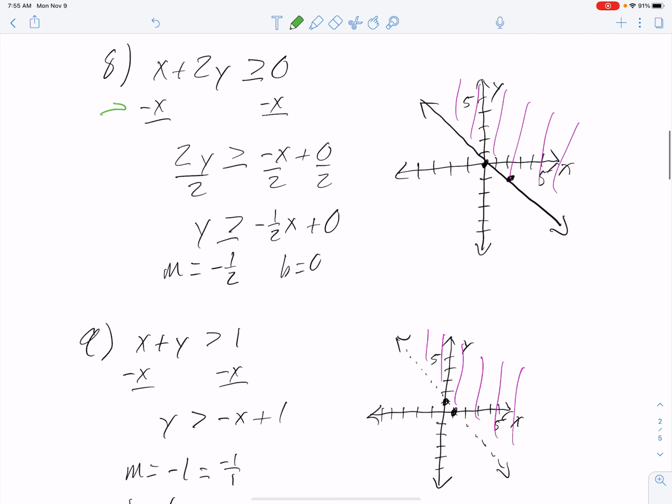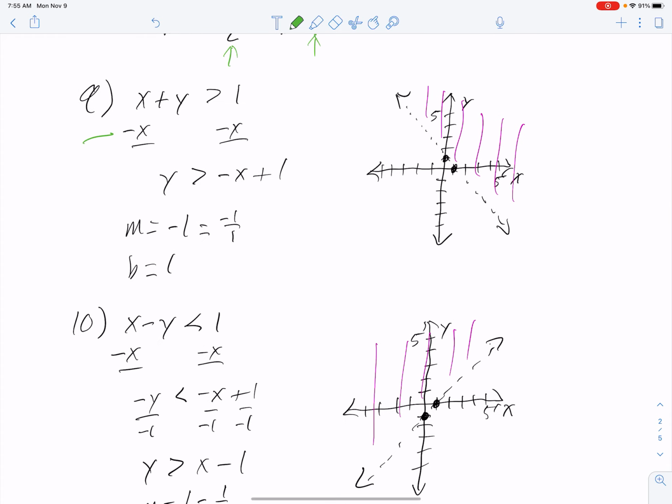Number 8, again, I subtract x. I divide by 2. Now I can see that my slope is -1/2. My y-intercept is 0. So I graph my y-intercept. I go down 1 to the right 2. Since it's greater than or equal to, I know it's going to be a solid line shaded above.